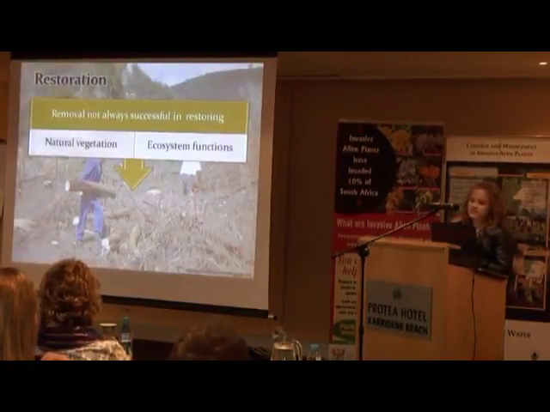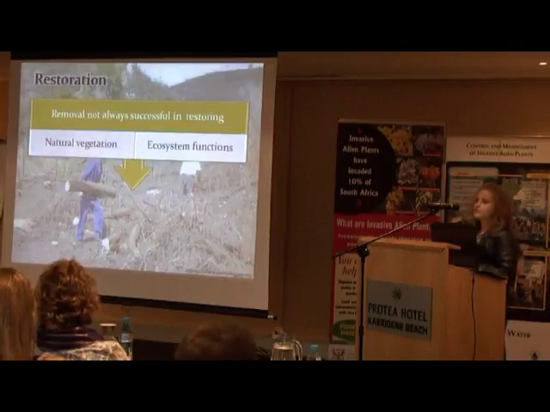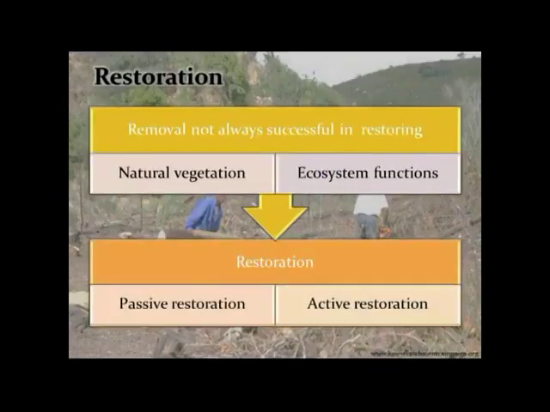Okay, so sometimes the mere removal of invasive alien plants does not restore the natural vegetation cover and ecosystem functioning, and you need to do additional restoration measures to put the ecosystems on the path of recovery. There are two types of restoration. You have passive restoration, which is just the removal of invasive alien plants, and then you have active restoration, where additional measures are taken, such as introducing native species.